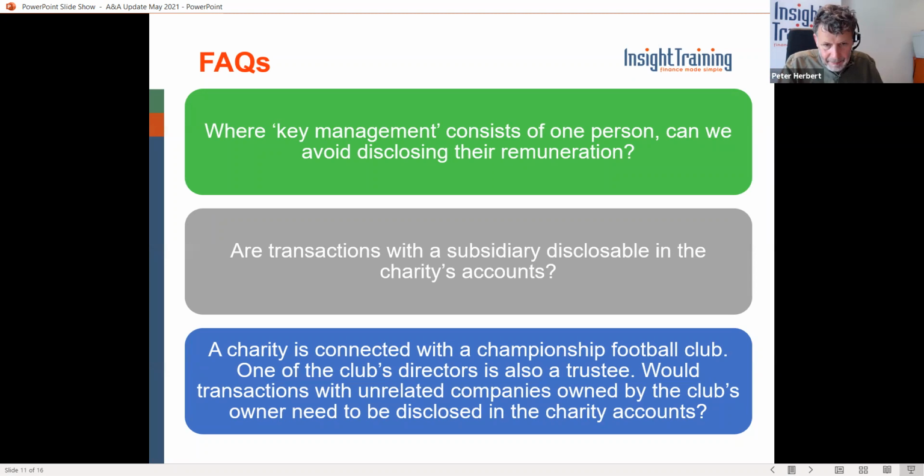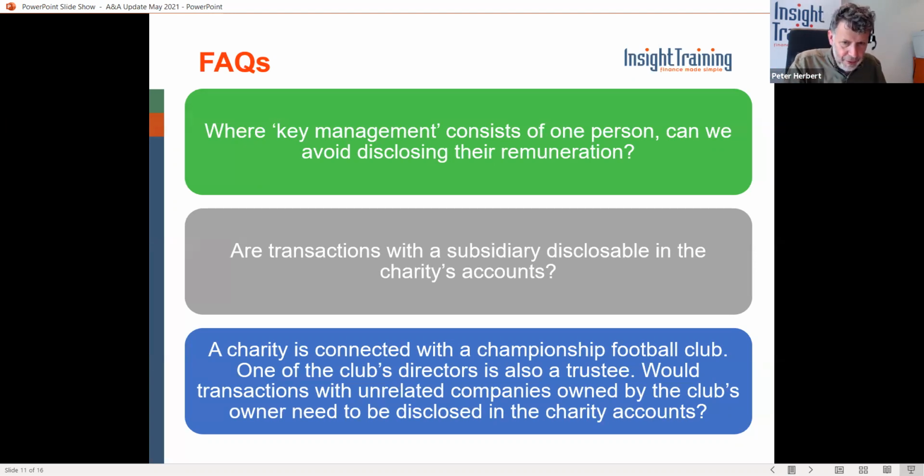accounts. But if the charity is connected to the club, it might be worth thinking a bit beyond the formal requirements of the SORP here and say, okay, what do we really need to disclose in the situation to inform a true and fair view? What do we need to disclose to ensure adequate transparency of disclosure?